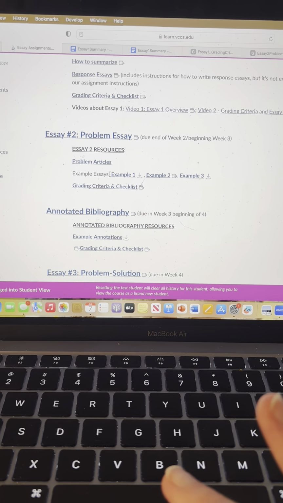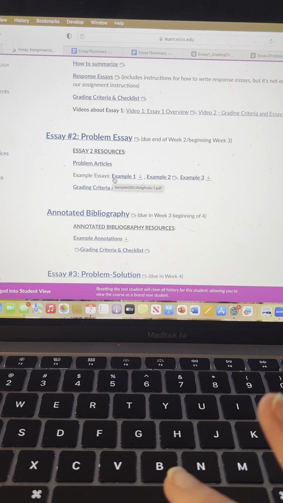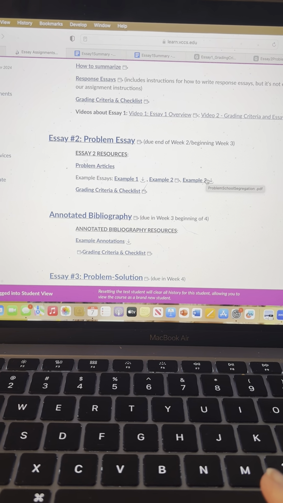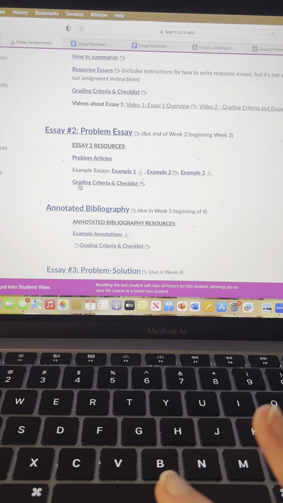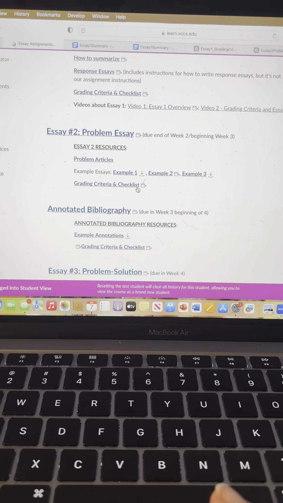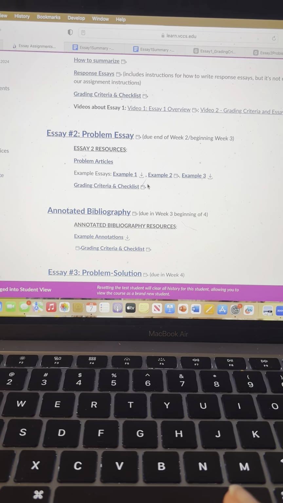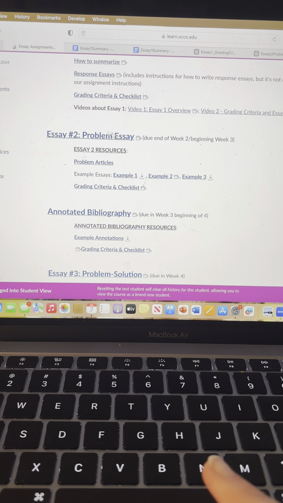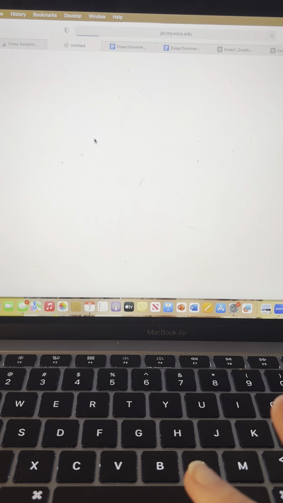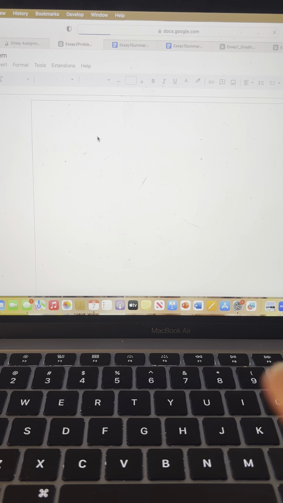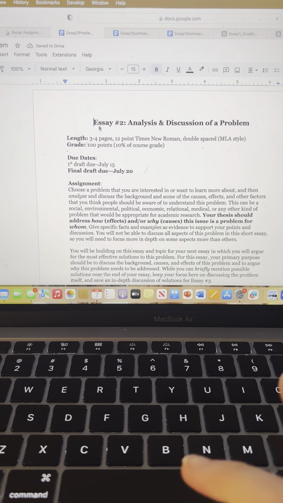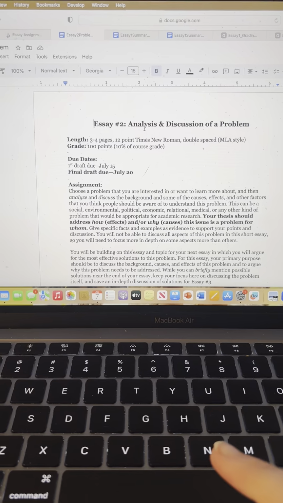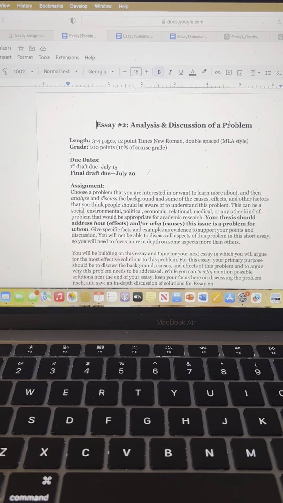But before I do that, I want to highlight that there are 3 examples of an essay number 2 paper here. There is also the grading criteria and checklist. I'll have a separate video about that a little bit later this week, but I want to introduce essay number 2 before we get there. So you click on that, and voila, this is what you'll see. Essay number 2, analysis and discussion of a problem.